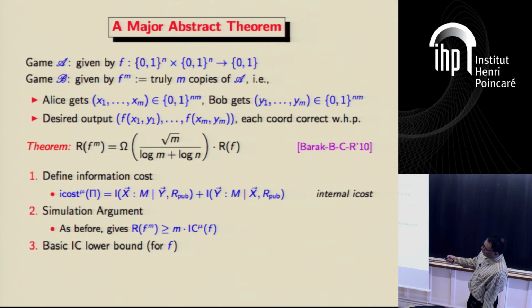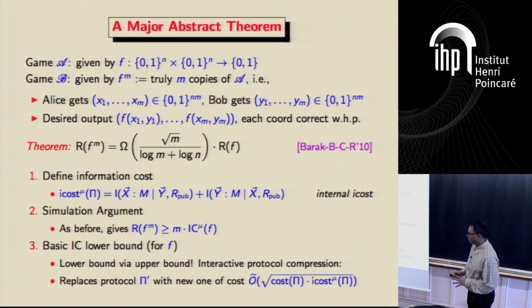This time it's defined as the information that the protocol's messages reveal about Alice's input if you already know Bob's input. So this is what does Bob learn from the run of the protocol, and then plus what does Alice learn from the run of the protocol. Right? But now with that definition, we can do a simulation argument more or less as before using chain rule, etc., and then we arrive at this kind of an inequality. So the complexity of f to the m is at least m times the information complexity of f with respect to whatever distribution mu you may want to choose.